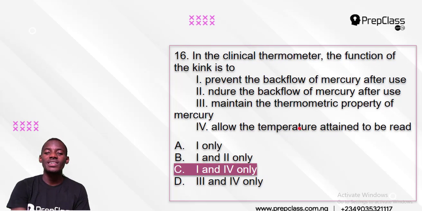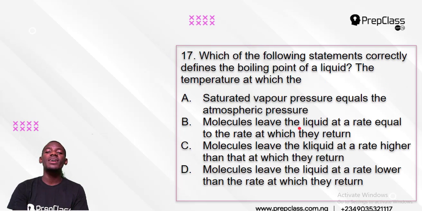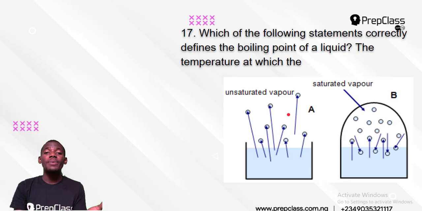Let's check out number 17 now. Which of the following statements correctly defines the boiling point of a liquid? The temperature at which what? What happens at boiling point? You can't define boiling without mentioning saturated vapor pressure. So options B, C, and D are wrong because they never spoke about saturated vapor pressure. Now, boiling point is the point where what happens? It is simply defined.